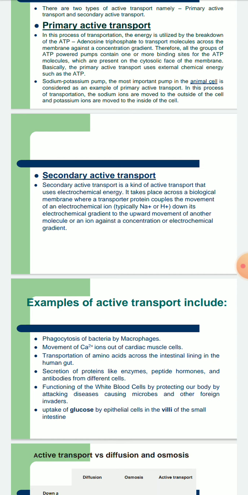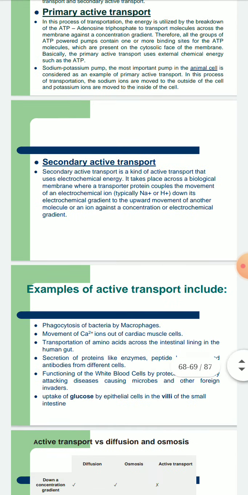In this process of transportation, the sodium ions are moved to the outside of the cell and potassium ions are moved to the inside of the cell. So in this type of transport, sodium ions are moved outside of the cell and potassium ions are moved inside the cell.